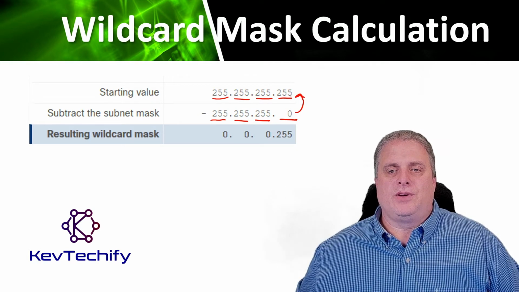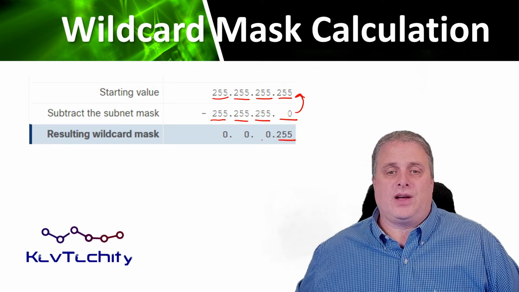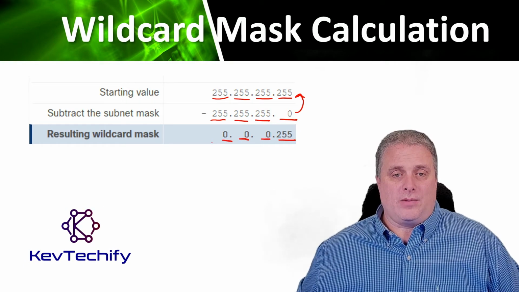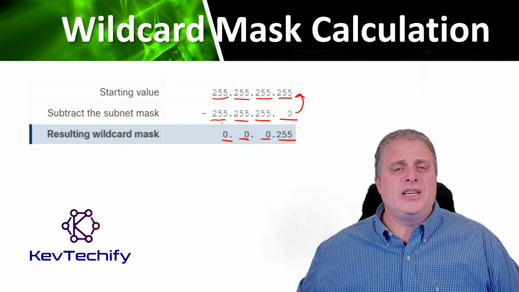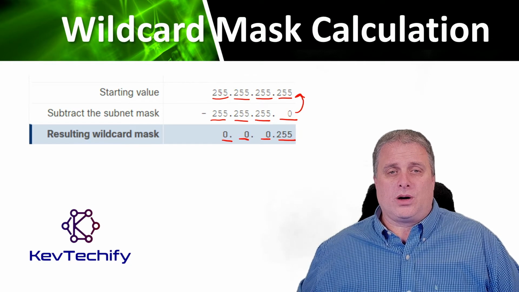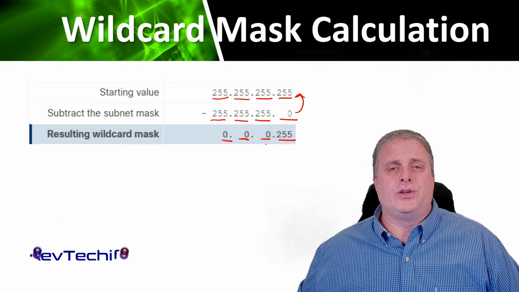So starting here, 255 minus 0, that gives us 255. Then 255 minus 255, 0, 0, 0. And so our wildcard mask was a little bit easier to figure out once we started with the starting value of all ones, or 255s, put our subnet mask in, and we were able to subtract that.